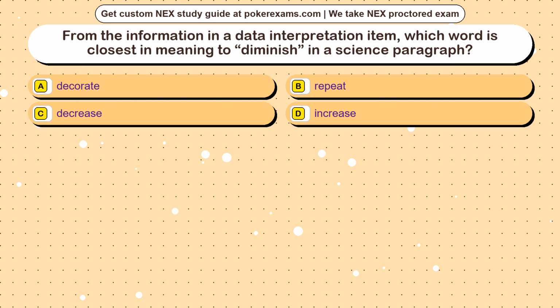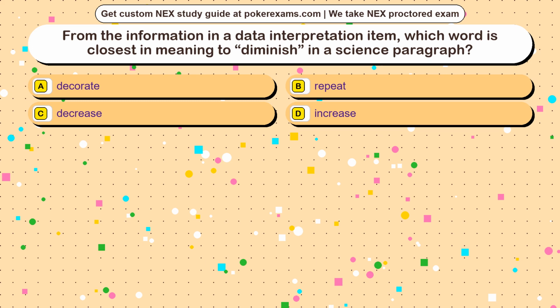Question 22. From the information in a data interpretation item, which word is closest in meaning to diminish in a science paragraph? Option A, decorate. Option B, repeat. Option C, decrease. Option D, to increase.